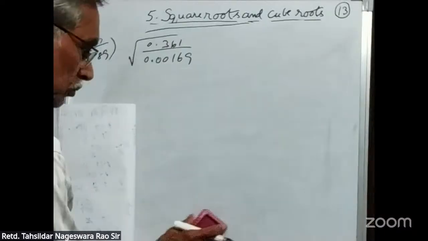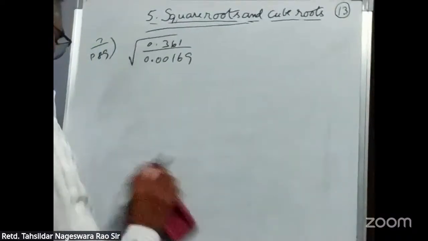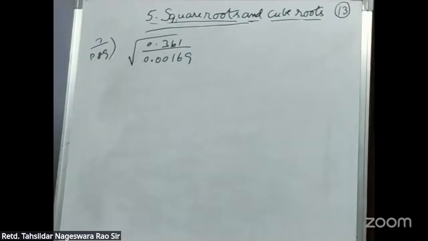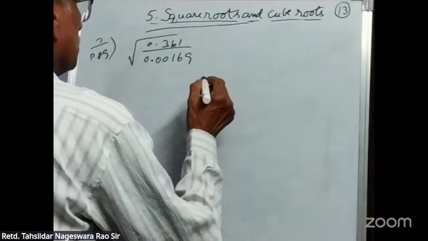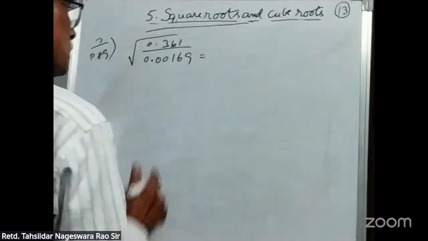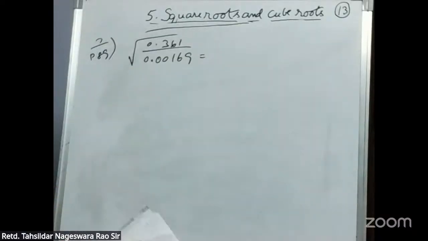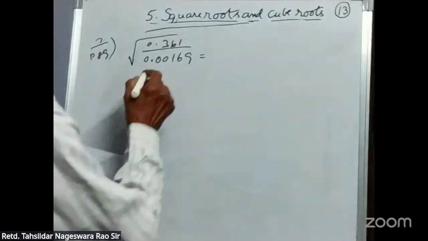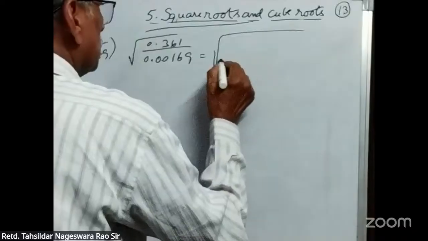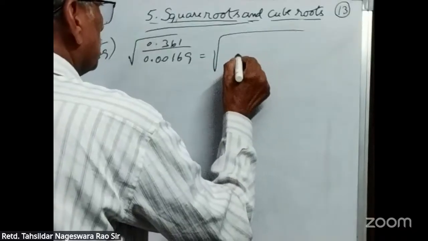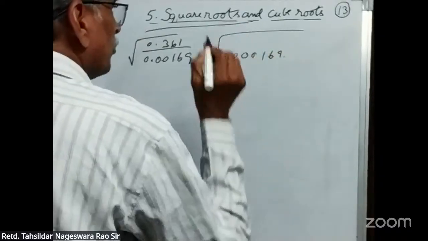You should know how to do. Don't worry about the chapter. Same procedure in both the chapters. What we have done there? The decimals in the denominator should definitely be eliminated. So 1, 2, 3, 4, 5, 5 places. This will be 0.00169. Point will be here only.